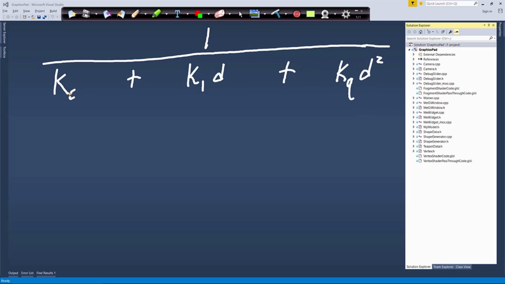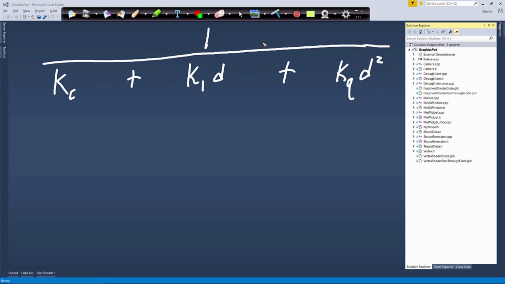So 3 constants, just a regular constant here, another constant times the distance. This L is for linear. This is linear fall off. This Q is for quadratic fall off. We have d squared there. That's a quadratic term there. So, yeah, all 3 of these. And we're saying 1 over all this stuff.